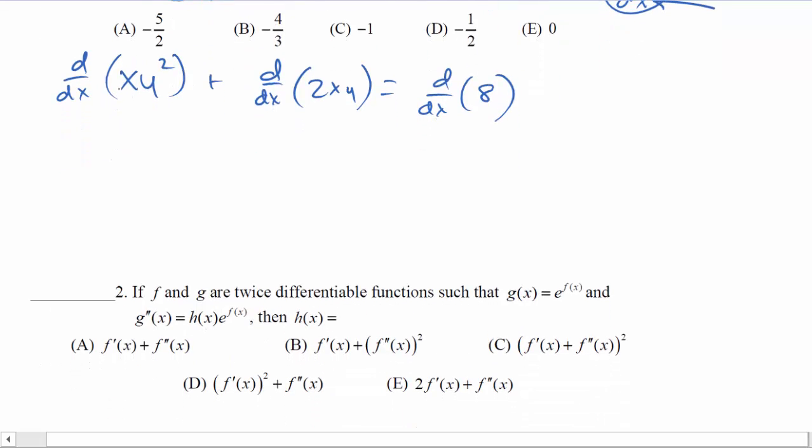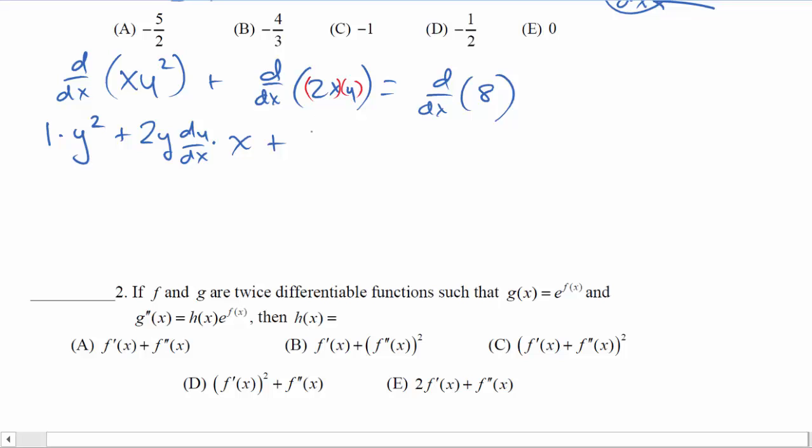Now, because it's x times y squared, I know I have to use the product rule. So I start with the derivative of x in terms of x is just 1 times y squared, plus the derivative of y squared is 2y dy dx, because we are keeping things in terms of x, and then times x. Using the chain rule again for 2xy, I'm going to group these like this. So I have 2x together and y together. It really doesn't matter, but this is probably the easiest way.